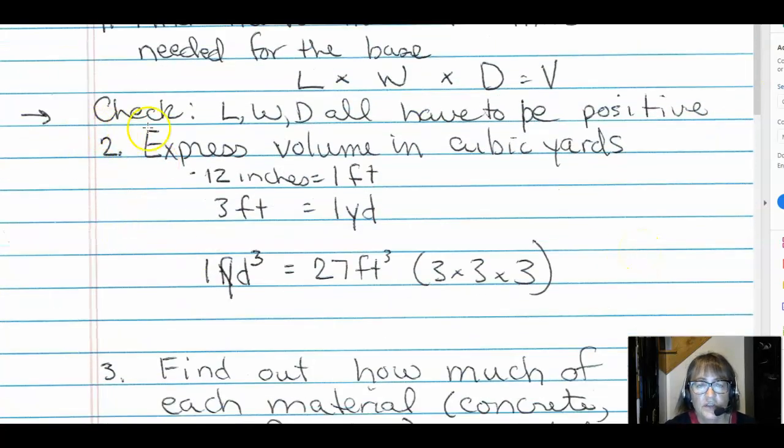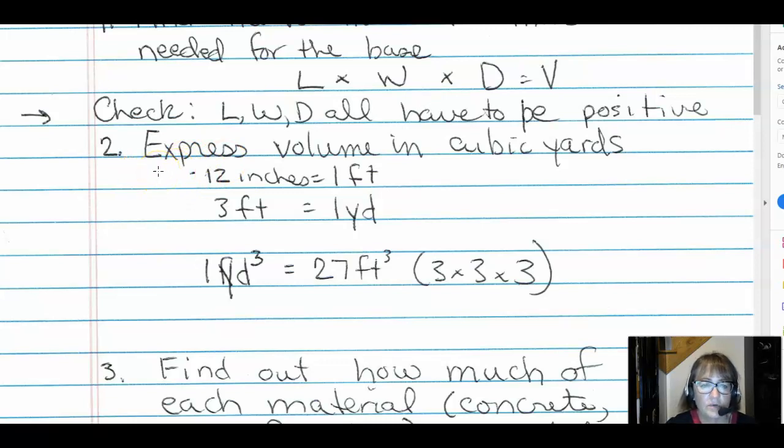So the first thing you need to do when you're doing MATLAB is to check to make sure that length, width, and depth are all positive. In other words, you can't have a negative length or a negative width or depth. So you want to check to make sure that all three of those things are greater than 0, or greater than or equal to 0, however you want to express that.